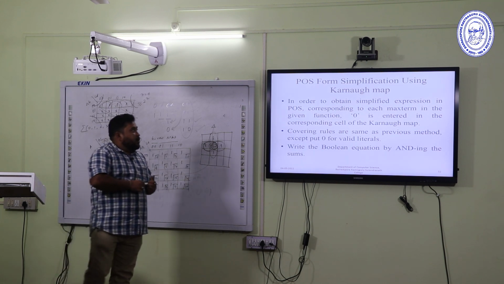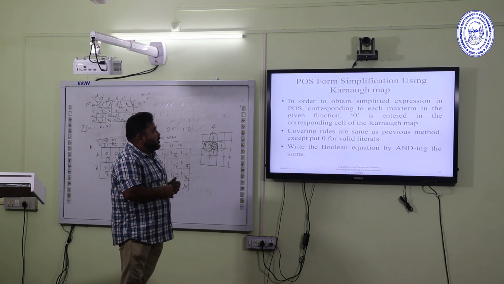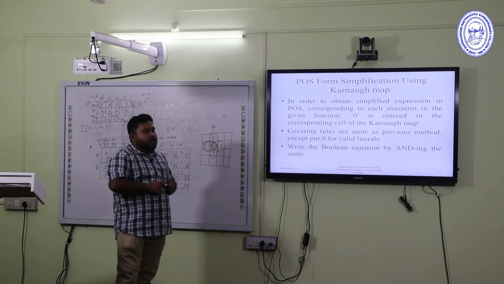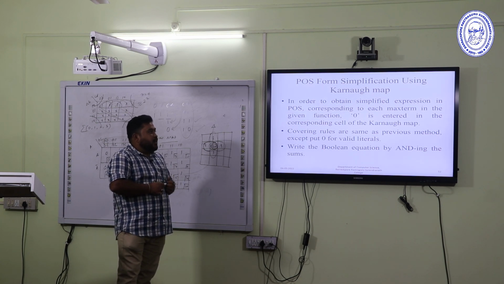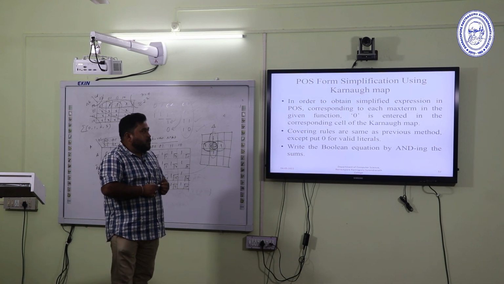And this is another rule for Keymap, and this is applicable for POS form. In case of SOP, we can map with number of ones, and in case of POS, we can map by zeros.